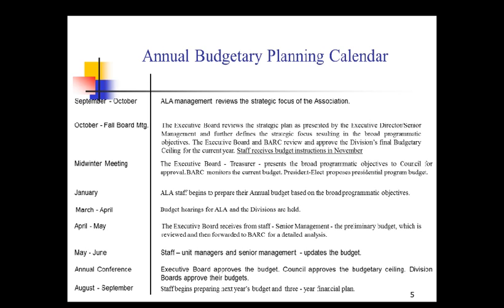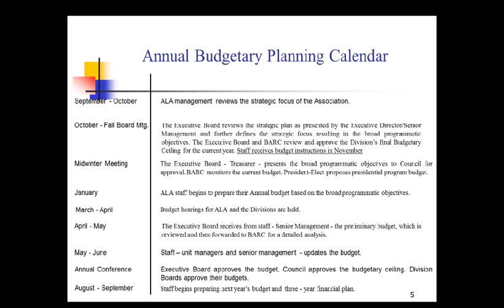In the spring, a significant amount of new budgetary work is done. In March and April, budget hearings are held for ALA, its divisions, and roundtables. In April and May, ALA senior management delivers its preliminary budget to the executive board. Following their review, the preliminary budget receives detailed analysis from BARC.